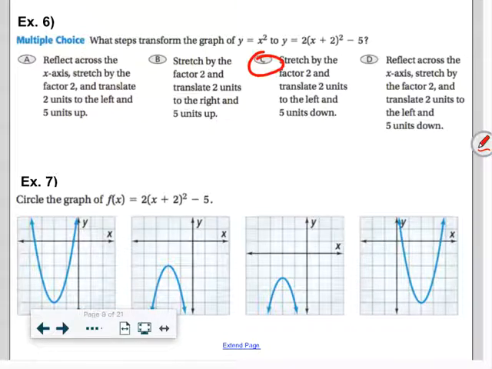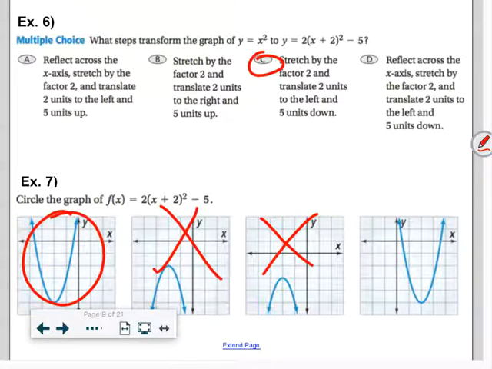All right, example 7, circle which one is the graph. Ooh, I like this. When I'm looking at these, which 2 do I immediately knock out? The ones that are facing down. Yeah, okay, there's no reflection, so immediately, it's not those 2. All right, now is it left or right? Because they're both down 5. It's left, isn't it? Okay, so that's this first one here.